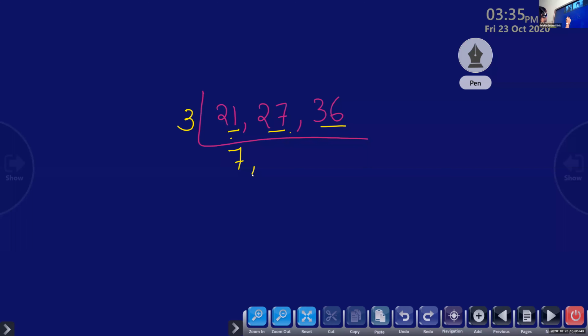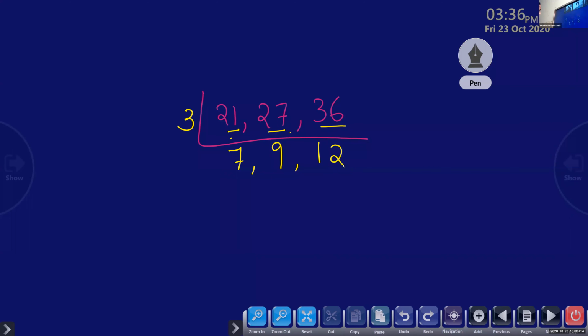Anandesh, can you please help me to write the factors? Again, one more time. Yes, ma'am. Okay, 7 into 3 is 21. Now 27 divided by 3? 9. And 36 divided by 3 is 12. Okay.